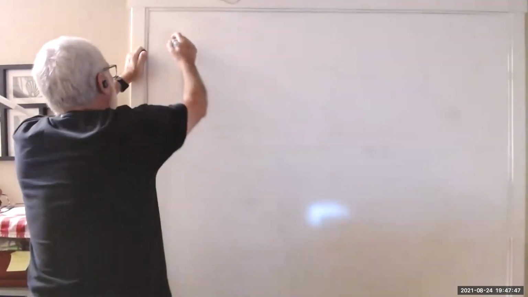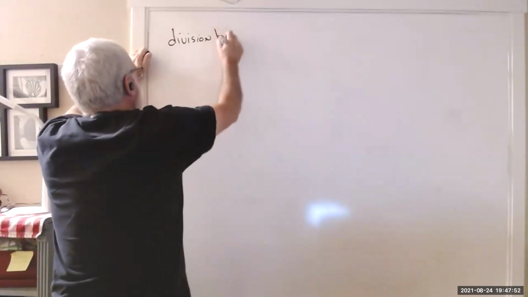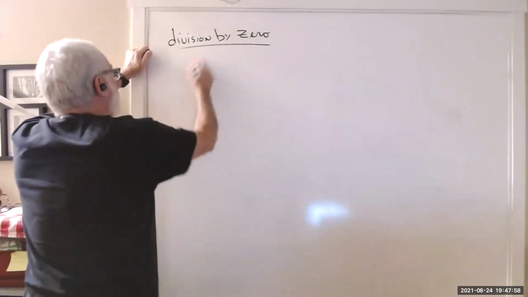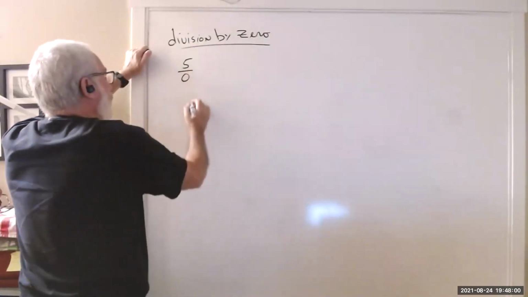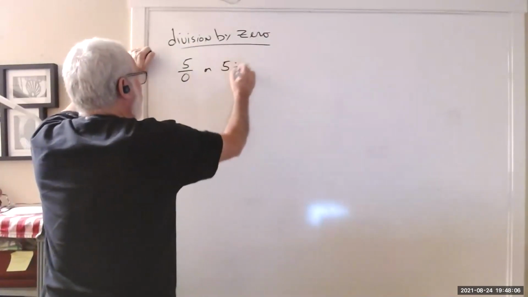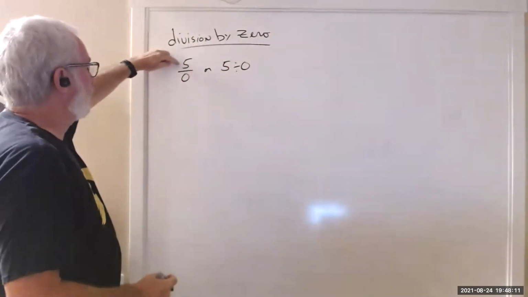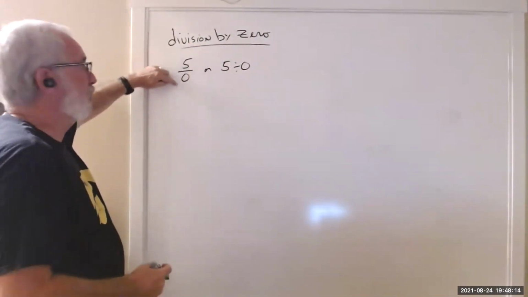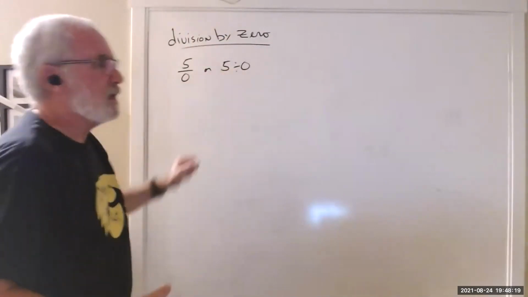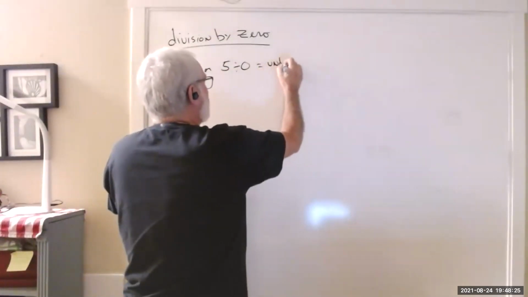First thing I want to talk about is division by 0. That's like 5/0, or that's like 5 divided by 0. Both of these are the same thing. It's division by 0. Remember, the fraction bar means divided by. Technically, the answer to these is undefined.